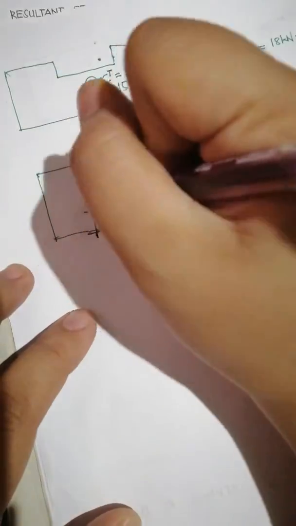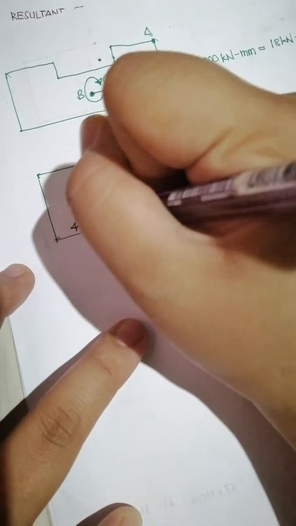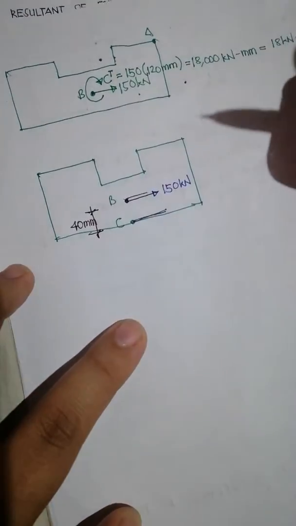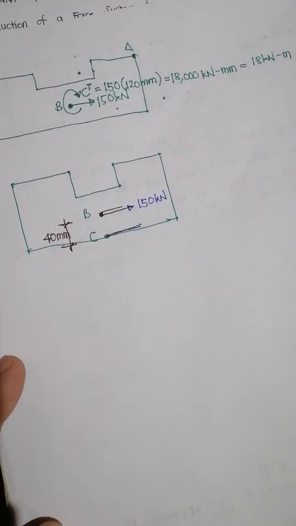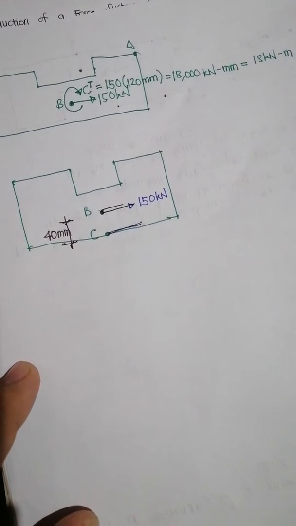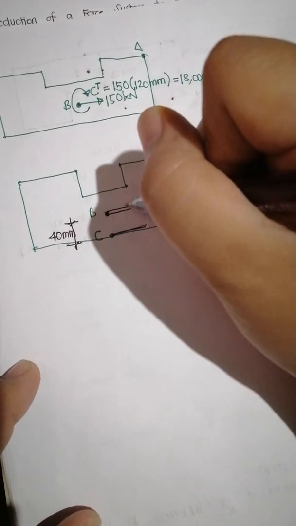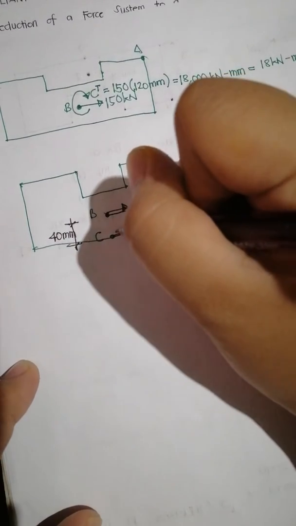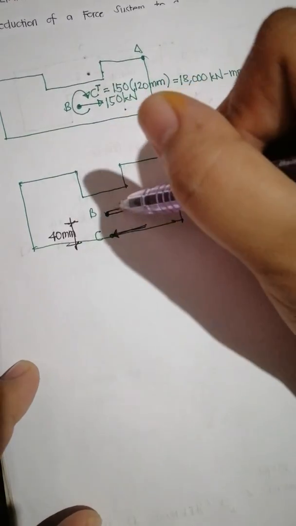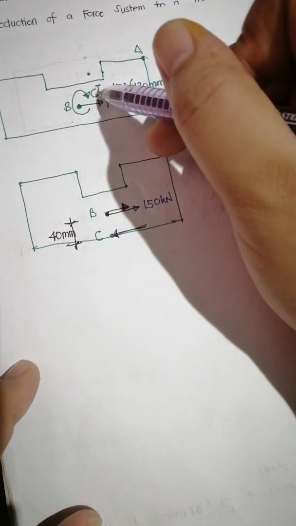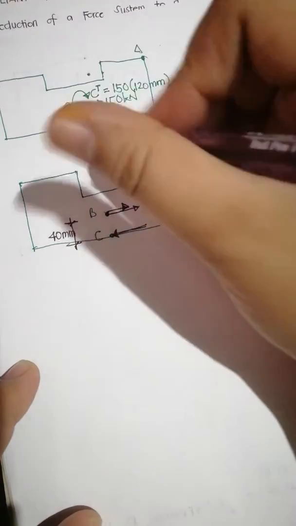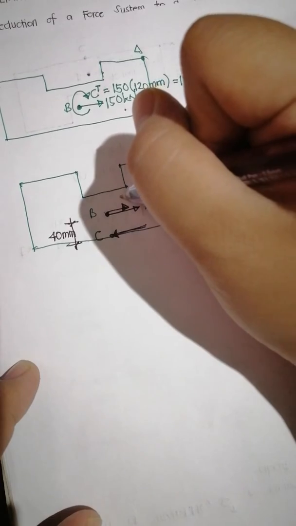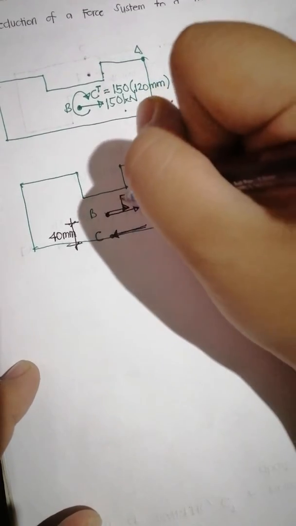Okay. We have here 40 mm. Now remember, the couple of transfer is equal to 18,000 kilonewton mm. So let us say the force acting at B should be directed to the right, and the one acting at C should be directed to the left, so that the rotation is the same as this couple of transfer, which is clockwise.